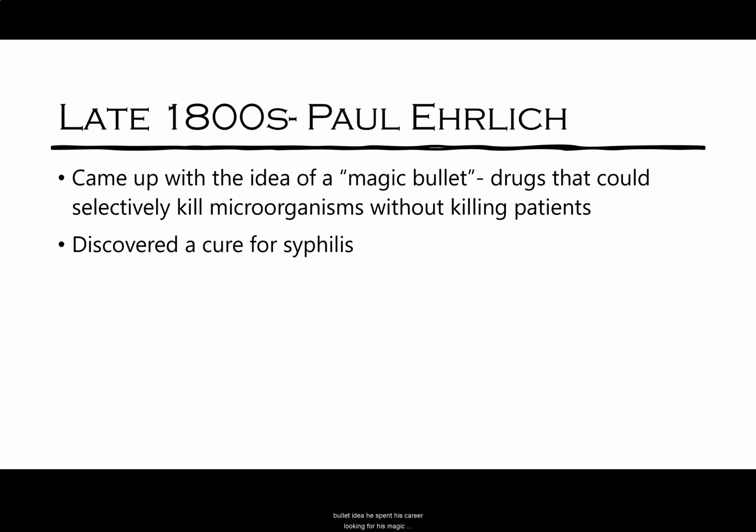He spent his career looking for his magic bullet. He did discover one important antimicrobial drug. It was a cure for syphilis. Unfortunately, this drug also contains arsenic, so it was very toxic. So you could cure somebody from syphilis, but it wasn't something that you would use in regular everyday practice because it had a lot of different side effects to it. But this discovery by Paul Ehrlich and his idea of the magic bullet eventually led to the discovery of antibiotics.